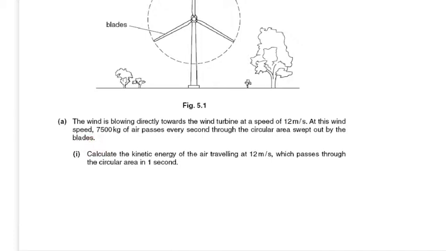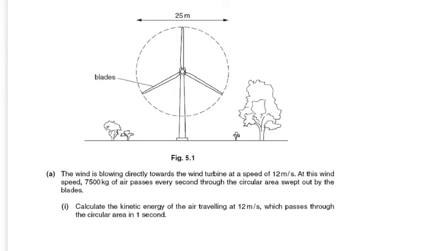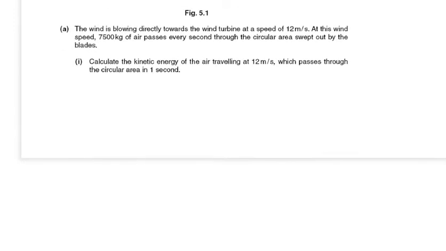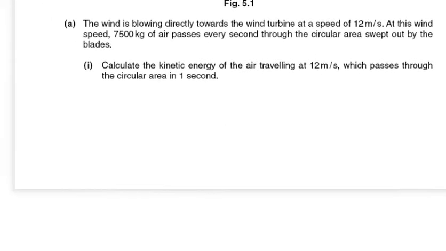And they've measured this. 7,500 kilograms of air pass every second through that area right there that we saw previously. So every second, 7,500 kilograms of air pass through that area. Then they ask us, calculate the kinetic energy of the air traveling at 12 meters per second, passing through that area in 1 second. It sounds complicated, but it's really not that bad. They gave us everything we need.